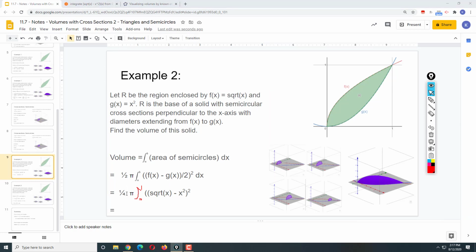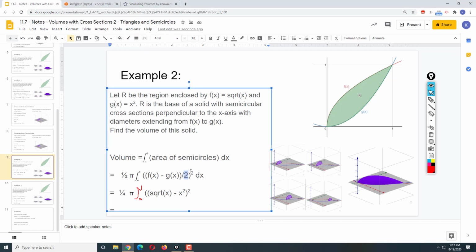We have to be careful here. This will be incorrect. Why? Well, it's divided by 2 squared. So we really have a factor of 1/4 in front. So it really should be 1/2 times 1/4, which is 1/8. So that's why it should be 1/8 out in front. Because we have 1/2 here, and then we have another 1/2 squared from our radius as half of the diameter term. So it's going to be 1/8 times pi times the integral from 0 to 1 of our side length, which is square root of x minus x squared, squared dx.